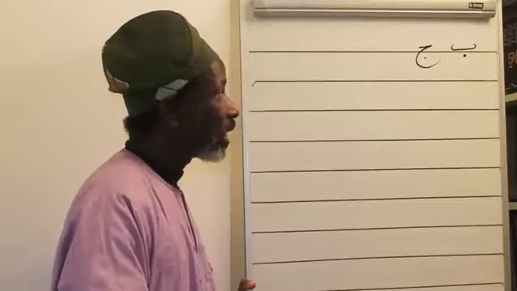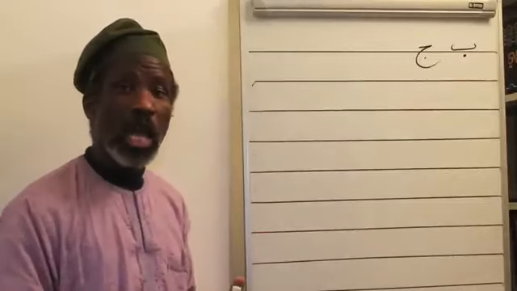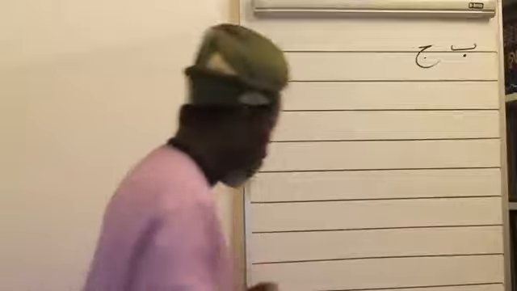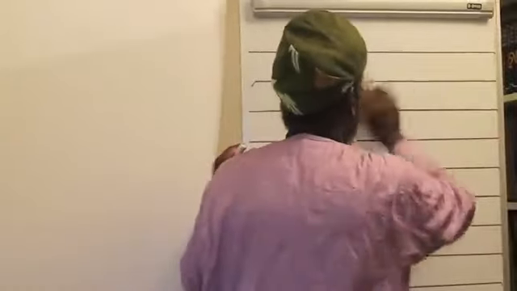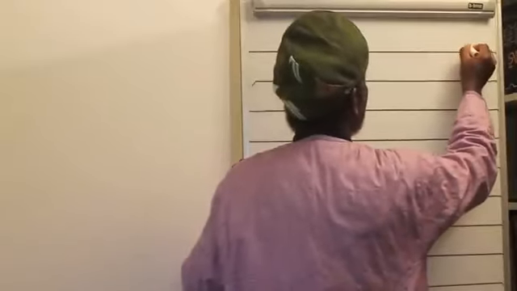Okay, let's now look at how many letters with two dots above. Let's hunt for them. I think there are only two, but let's have a look. Alif, ba, ta. Ta is the first one.